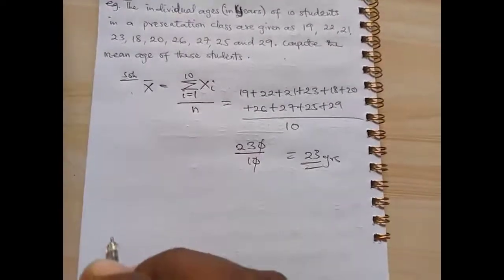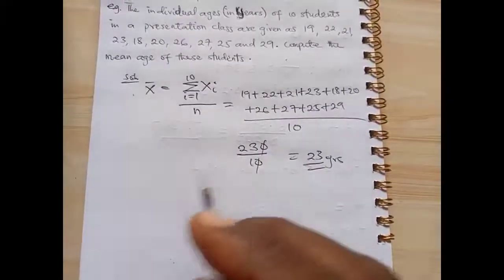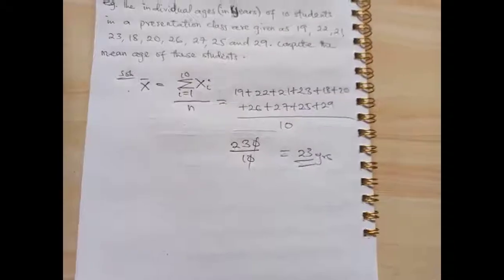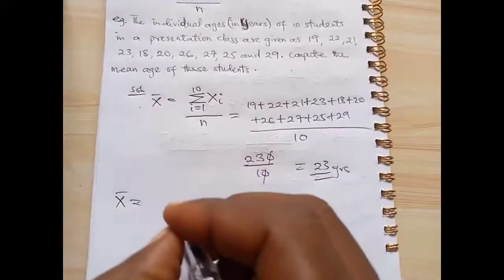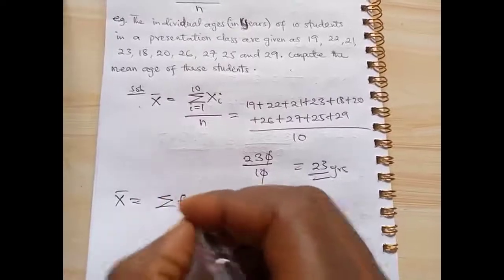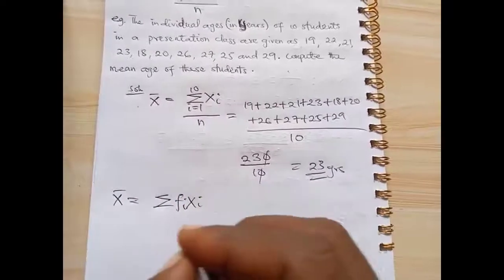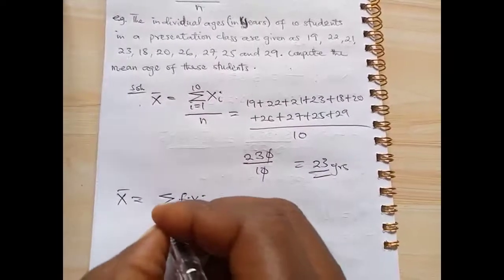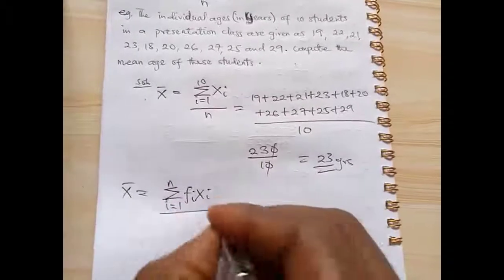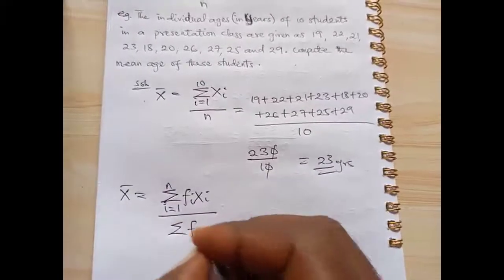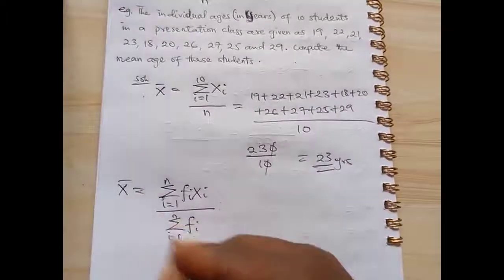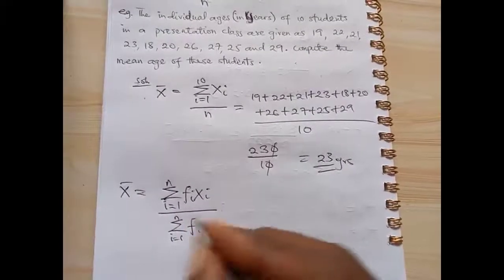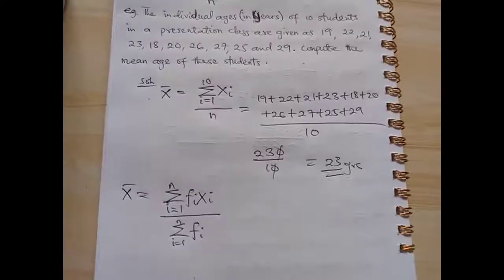When it is in terms of frequency, which means some of the observations or items occur more than once, the mean or average will be given by summation of fi xi, individual starting from 1 to n, over summation of f, individual starting from 1 to n. This is the total frequency. So let's see an example.